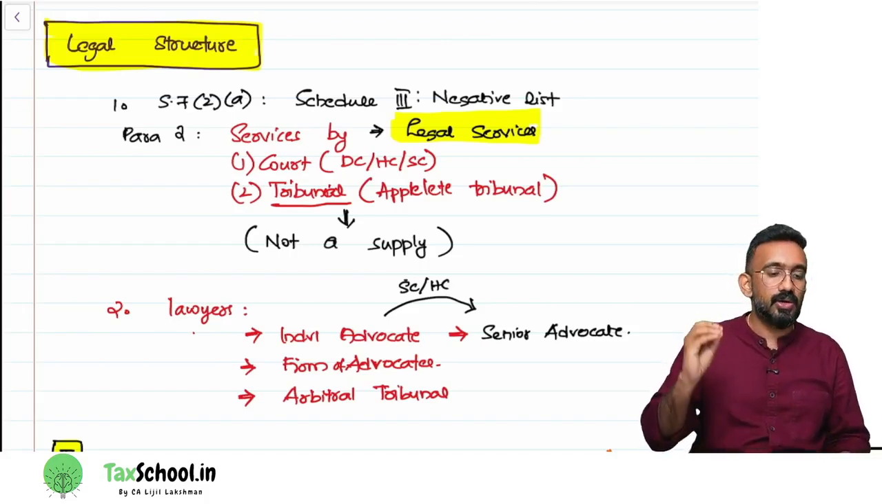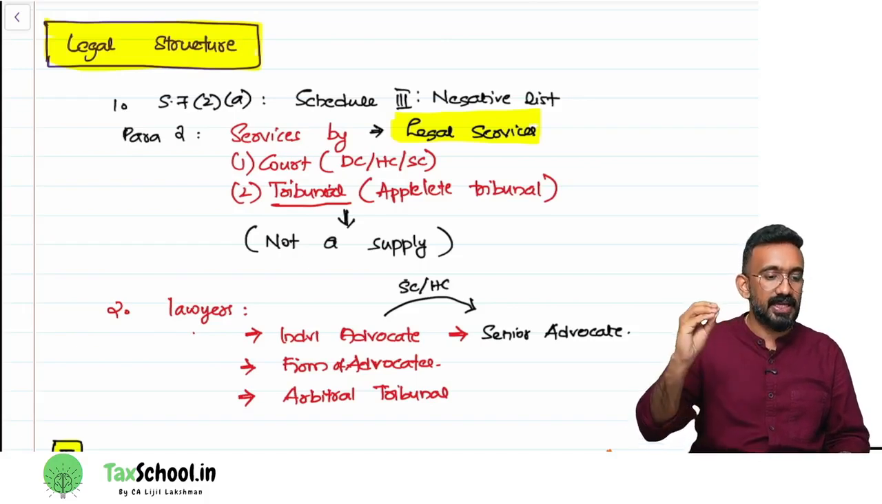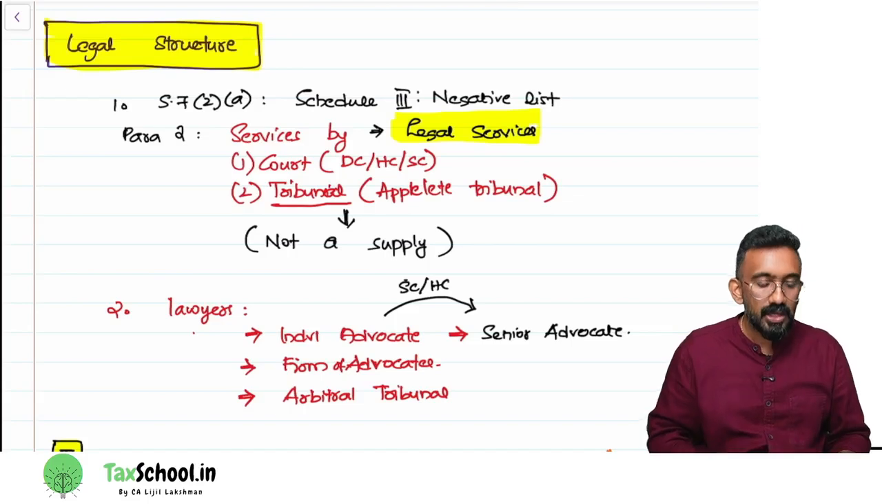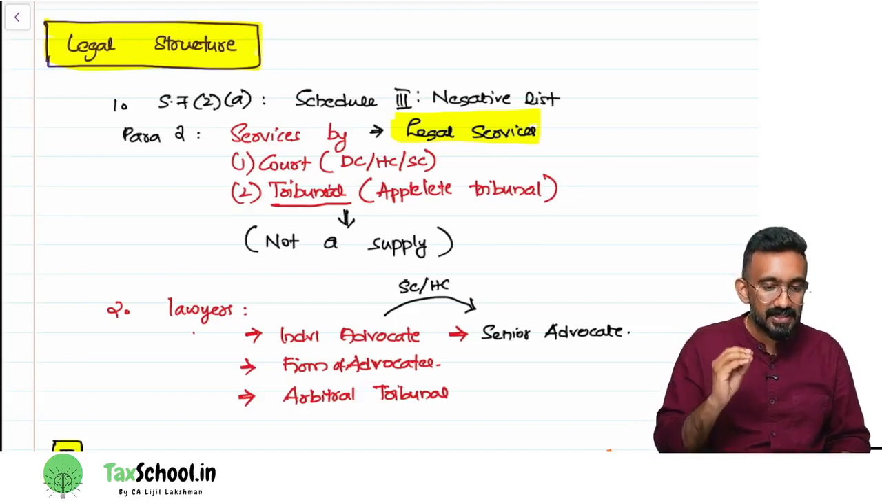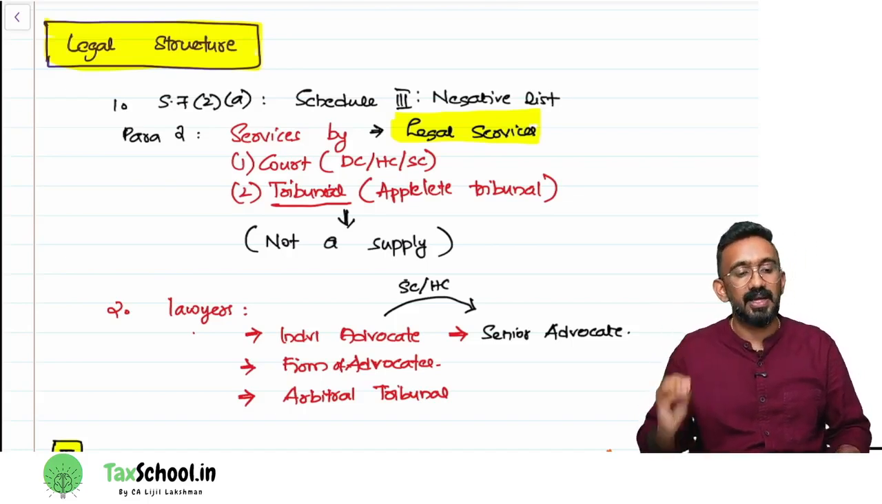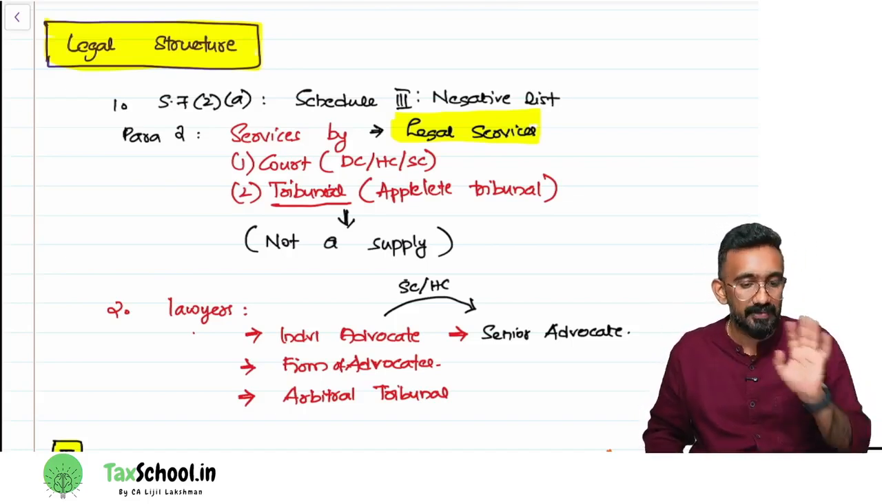So every time somebody files a case with the Supreme Court, they will collect something called legal fees. The question is, is this legal fee taxable? The answer is no. Why? Because it's not even considered to be a supply. They've excluded it from supply by the negative list.